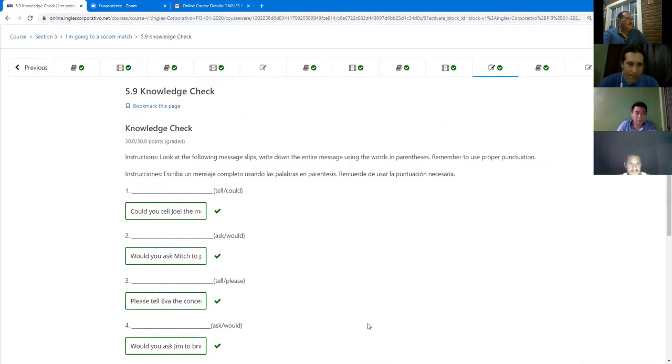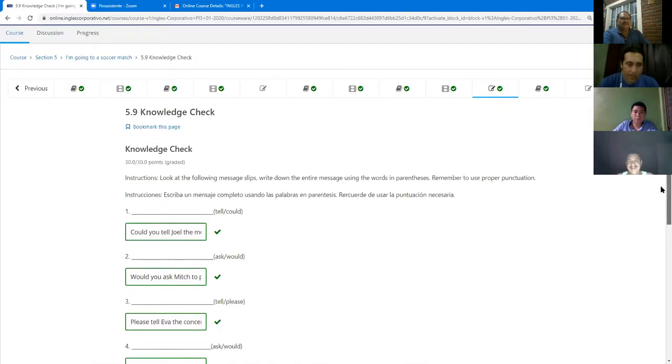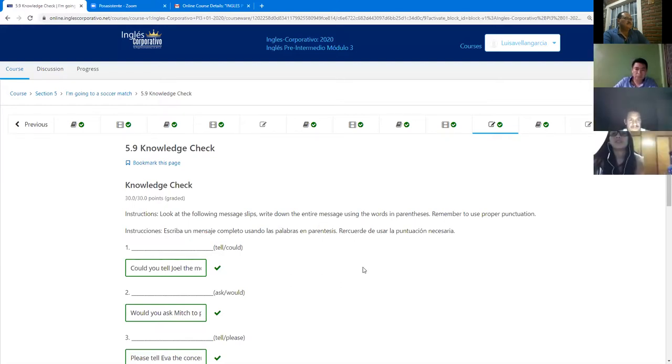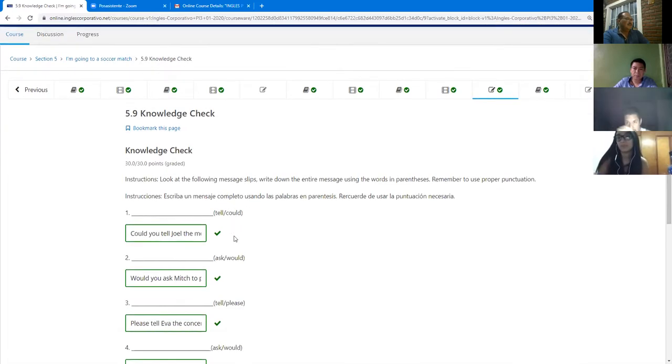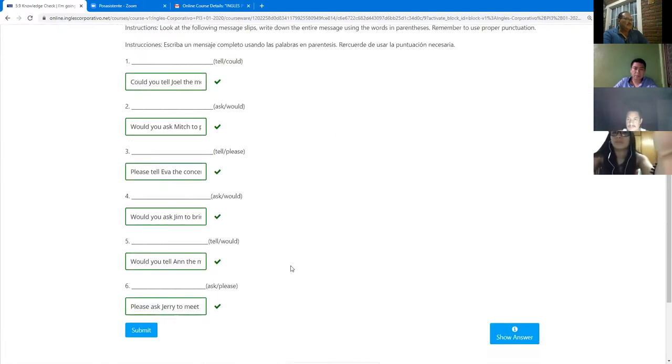All right. Now this is the 5.9, right? To check. Did you do the exercise? Not yet. Okay. Now, there were a lot of, for example, I was trying to look at this one. Xiomara, can you read this? Look at the following message. Write out the entire message using the words in parentheses. Remember to use proper punctuation. But here it says, look at the following message, right? But there are no messages. Okay, so this one is not here. And then if you write any sentence, then everything is wrong. Yeah, that's what I did.